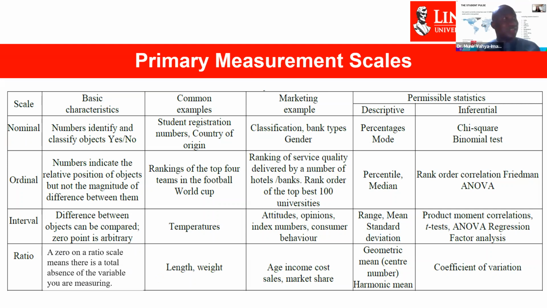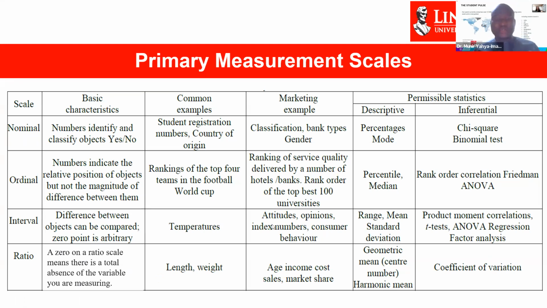Ordinal, nominal, and scale. Okay, so now interval: differences between objects can be compared. The zero point is arbitrary. A common example of an interval could be temperatures. And a common marketing example for interval scale could be attitudes, opinions, index numbers, consumer behavior. And permissible statistics for an interval scale under descriptive could be range, mean, and standard deviation.